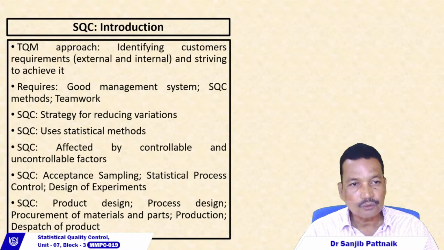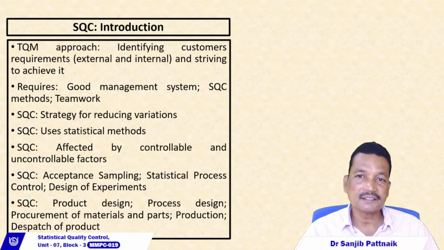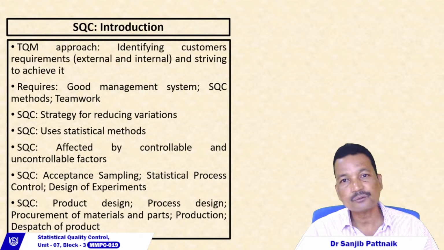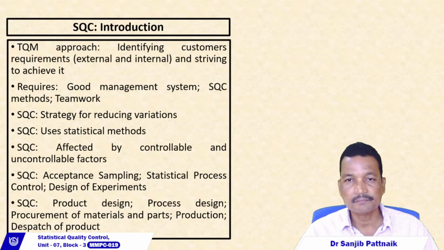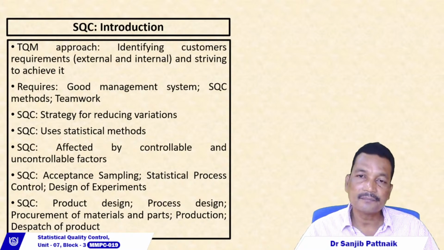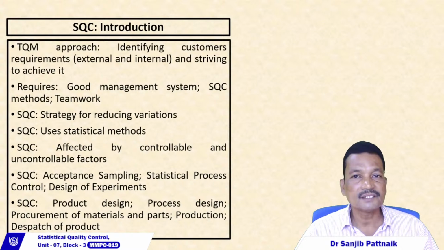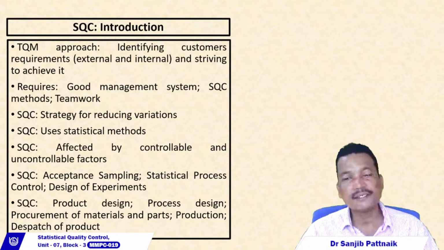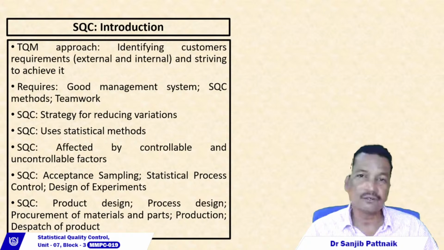Now this whole total quality management requires teamwork. The whole of the organization should work as a team. They should combine in their thinking process, in their working styles, in their learning techniques to achieve the total quality management for the organization.